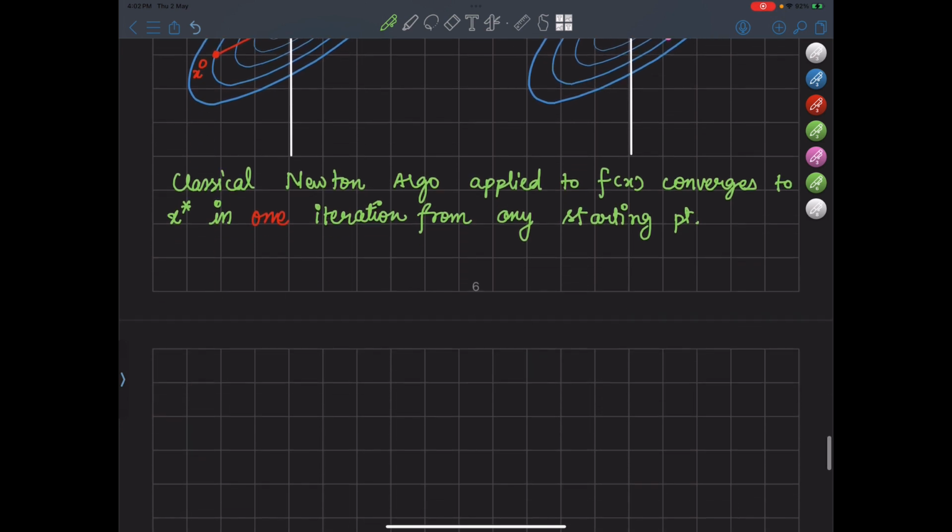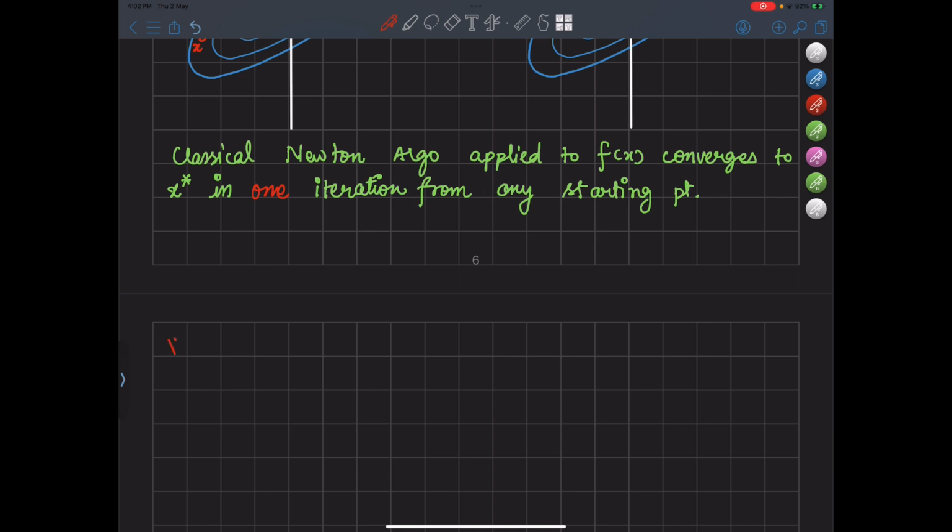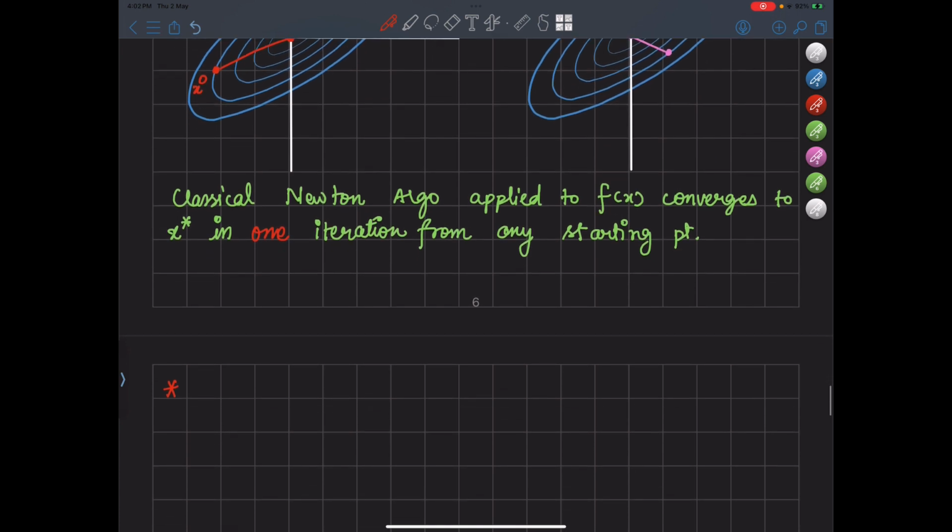But one of the negative aspects of this classical Newton algorithm is that the method needs second order information, which might be difficult to get.